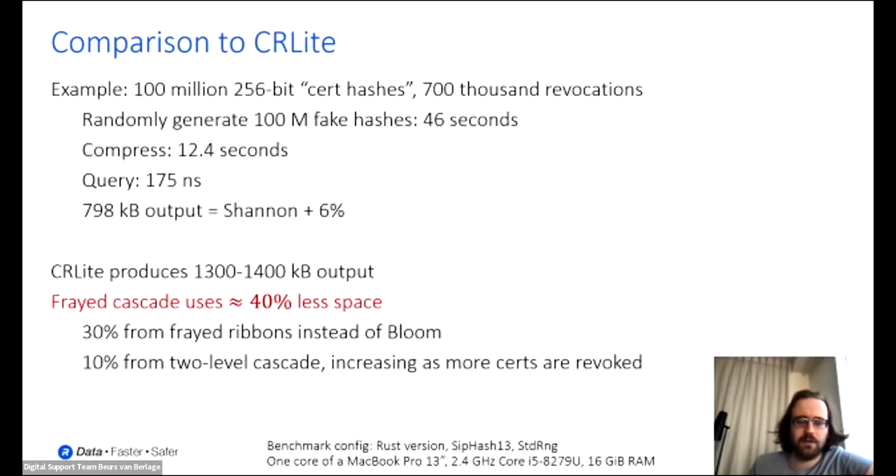CR-Lite is also much slower to compress this database, but only because it's written in Python, and it doesn't really matter whether it takes a couple seconds or a couple minutes for a process that you're only doing once or twice a day. In any case, the Frayed Ribbon cascade uses approximately 40% less space than CR-Lite. It accomplishes this about 30% by using Frayed Ribbon filters instead of Bloom filters, and about 10% from using a 2-level cascade instead of an n-level cascade.